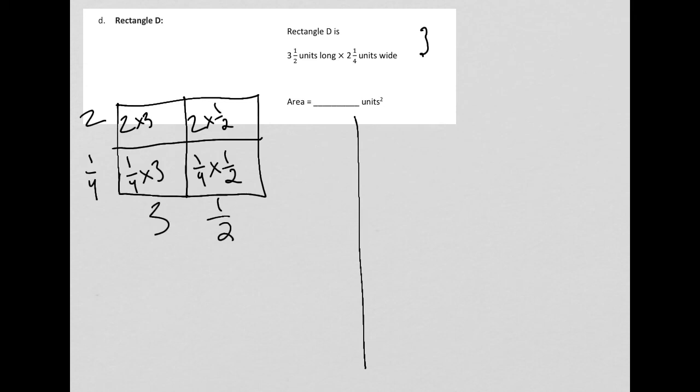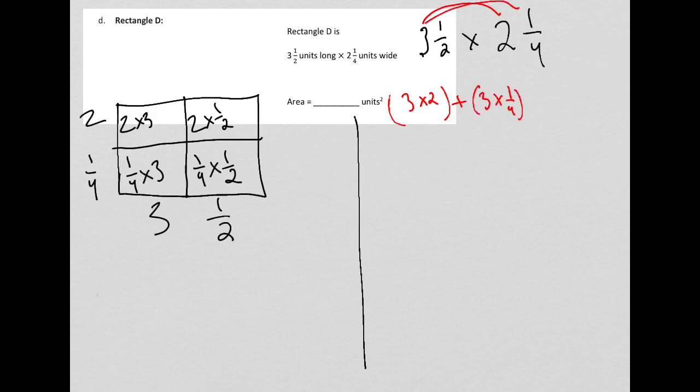Let's check that here with the distributive property. 3 times 2. 3 times 1/4. And I do like to draw the little rainbows. 1/2 times 2. Drawing the rainbows helps me make sure I've hit every number. 1/2 times 1/4. Okay, so we've got all of the equations here.